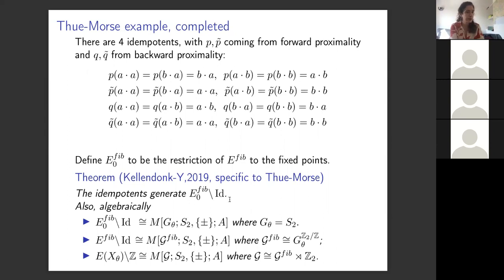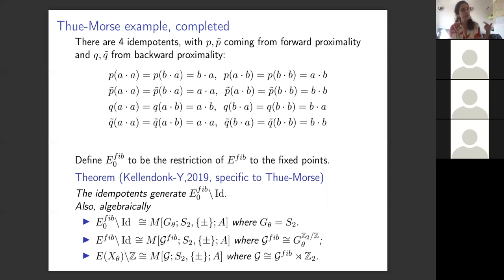So that's not trivial. And algebraically, I can tell you exactly the matrix semigroup representation of everything. So for example, the matrix semigroup representation of E fib restricted to the 0 fiber, well, that's going to be generated by these 4 idempotents. So it's M of the group G theta, which is S2. I'll define G theta in a minute. There are two ideals, right ideals, and this matrix A is something I will choose.